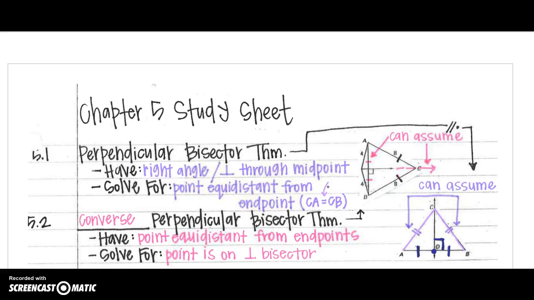Now, the converse of that is just flipping that around. Since we know that AC and BC are equal because they're both 8, then I know that point C is on the perpendicular bisector. You can think of that as an isosceles triangle.